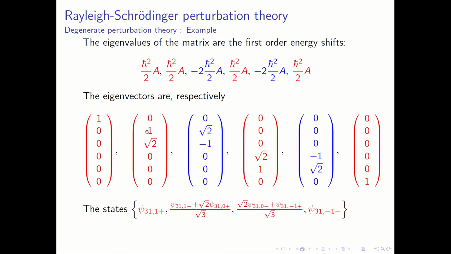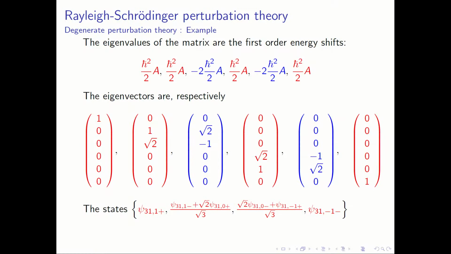This one corresponds to psi 31 1 minus with a factor of 1, and psi 31 0 plus with a factor of root 2. The root 3 here is just for normalization. This one similarly is root 2 times psi 31 0 minus, and this one is plus 1 times psi 31 minus 1 plus. Again, root 3 for normalization, and so on. So these 4 states stay degenerate even after the perturbation is applied.